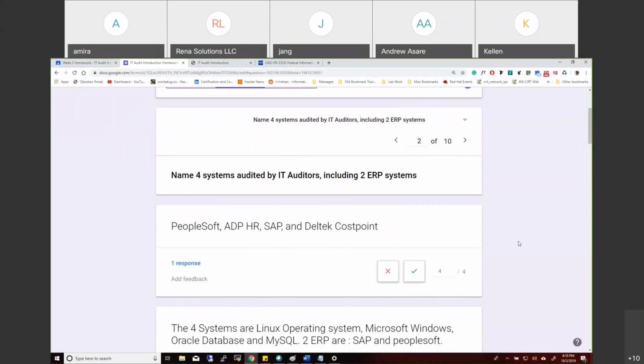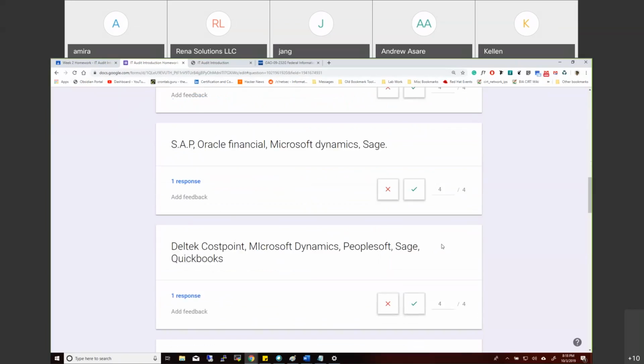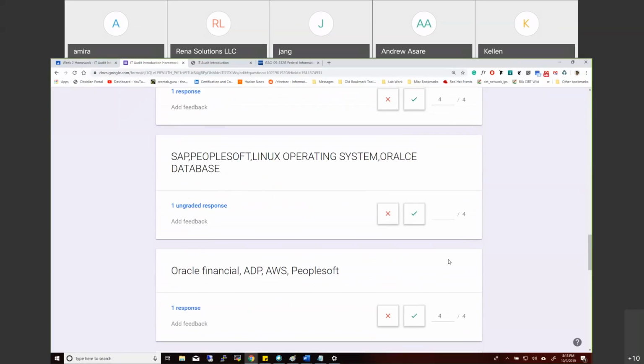For systems audited by IT auditors: PeopleSoft, ADP, SAP, Deltek, CostPoint. For the most part, I think most people got this one right. Actually, everybody got this one right.